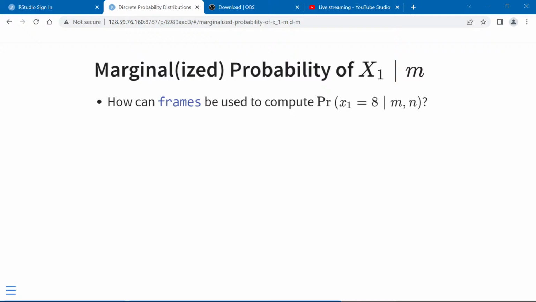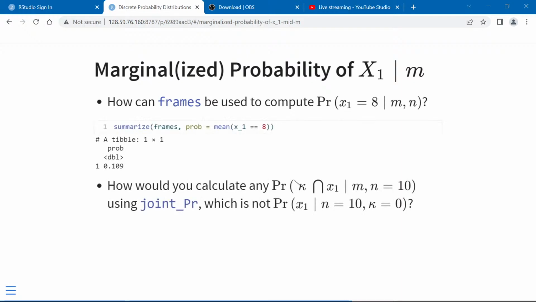Yeah. We just use the previous code and copy paste it and just change the regular x1 to assign it to 8. Pretty much. We just need to take the average, which is to say the proportion of the logical vector is x1 equal to 8. The proportion of simulations where that is true is a very good estimate of that marginal probability. By not conditioning on kappa, we get a marginal probability rather than a conditional probability.